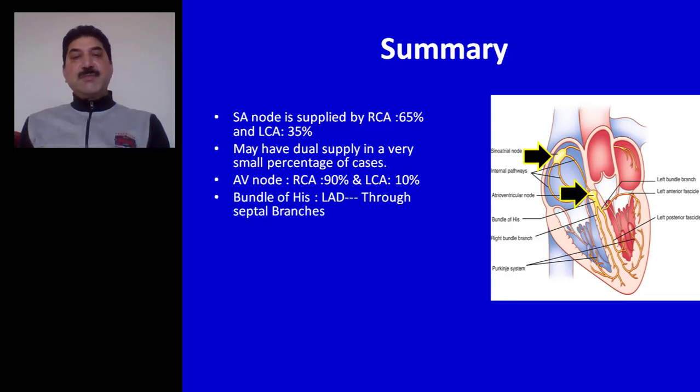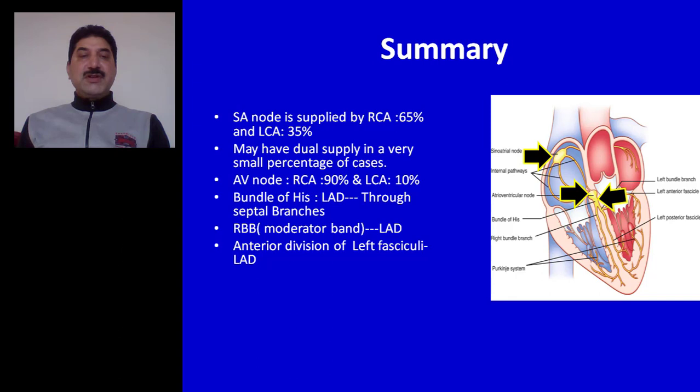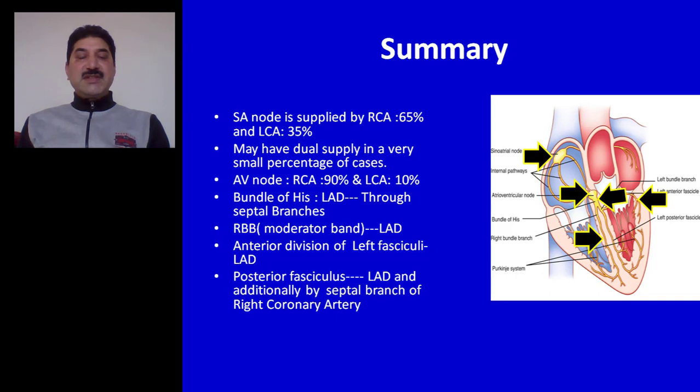Bundle of His is supplied by left anterior descending coronary artery through septal branches. Right bundle branch, which is contained in the moderator band, is supplied by left anterior descending coronary artery through its perforating septal branch. Anterior division of the left fasciculus is supplied by the left anterior descending coronary artery. Posterior fasciculus is supplied by left anterior descending and additionally by septal branch of the right coronary artery.